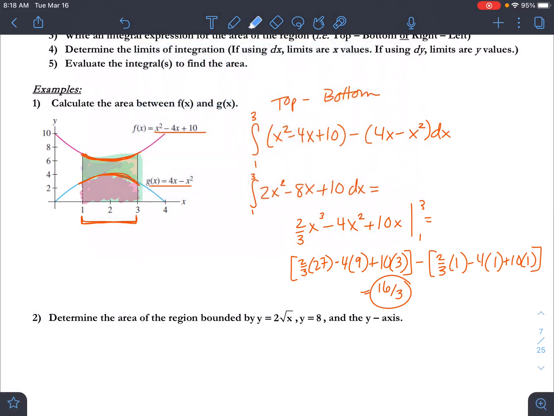I keep picking bad colors. How about that? Blue. We find that area in between. Big area minus small area, we get that area in between. Okay, let's try out a couple more examples here.